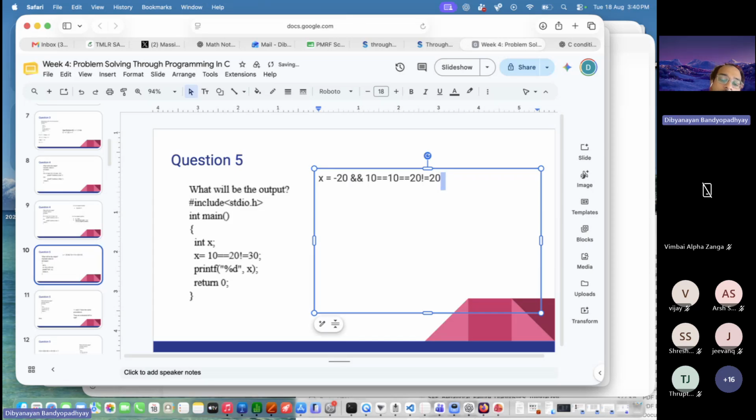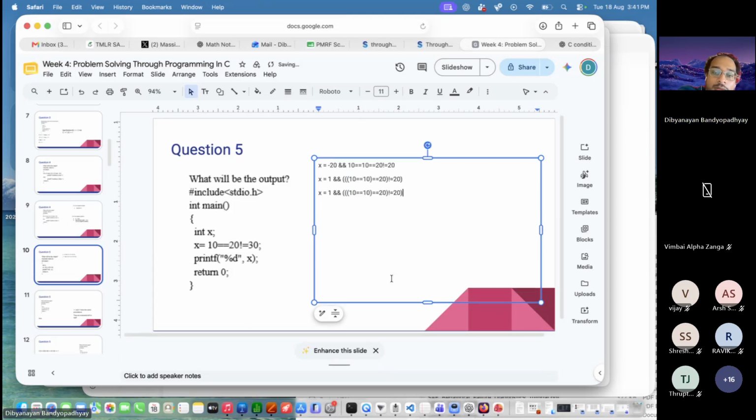Just a second. Let me copy this whole line and paste it here. And the left hand side part will be equal to 1. So what about 10 equal to 10, this part? The operator precedence is the same, so it will be left associative, and this is how the evaluation will be done. This is how it will look. Now let me again copy it, and this is the third step.